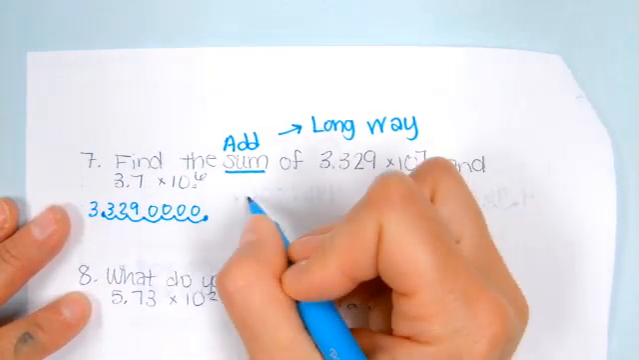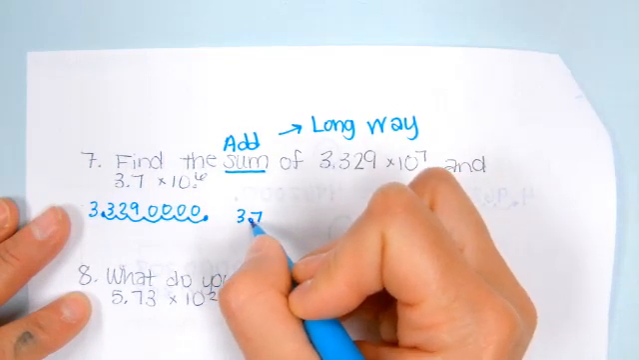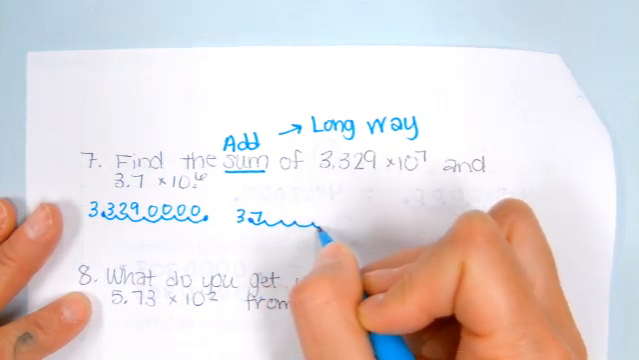3.7 times 10 to the 6th. Move that out how many spaces? Let's pretend you just said 6. Oh, yay. Yes, 6. Good. 1, 2, 3, 4, 5, 6.